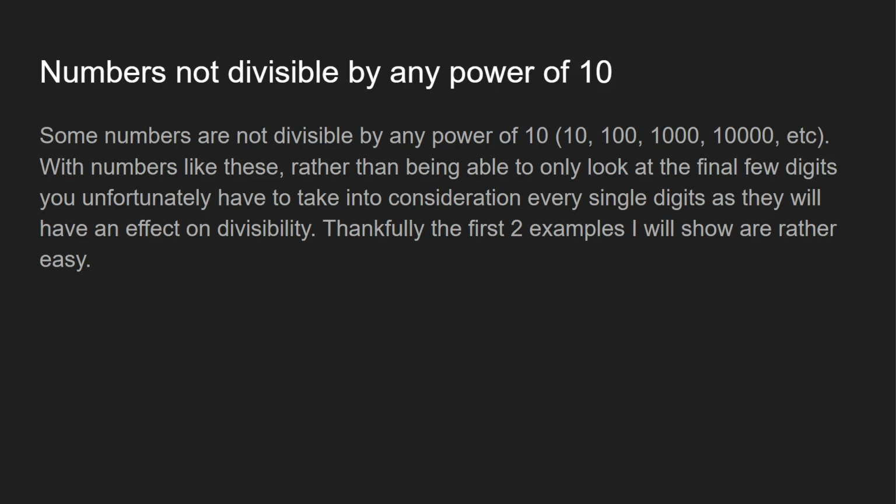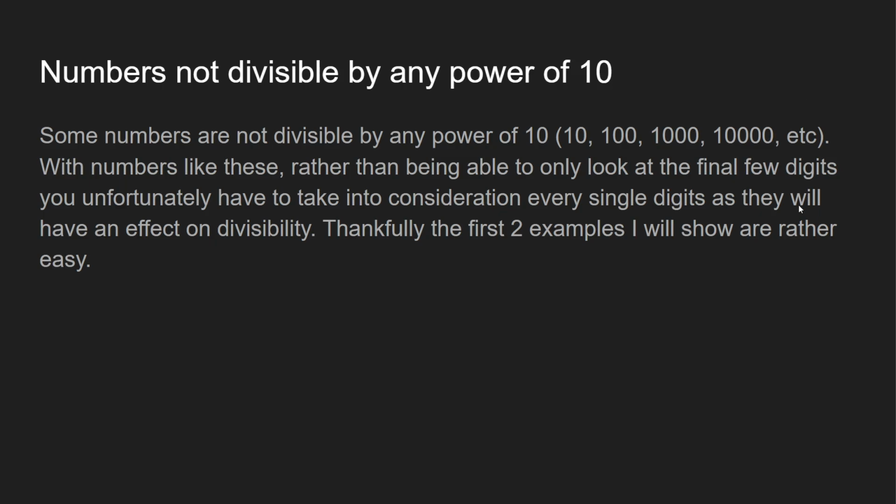So any number that is divisible by any power of 10, of course, power of 10 being 10, 100, 1000, 10,000, etc. With numbers like these, rather than being able to look at only the final few digits, you unfortunately have to take into consideration every single digit. You're going to have to literally take into consideration every single digit, as they will have an effect on divisibility.